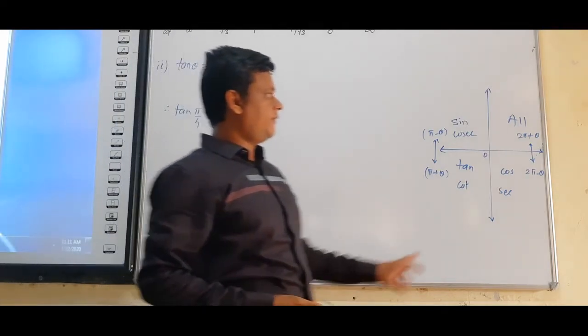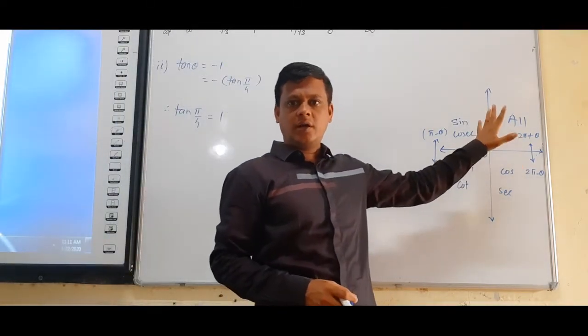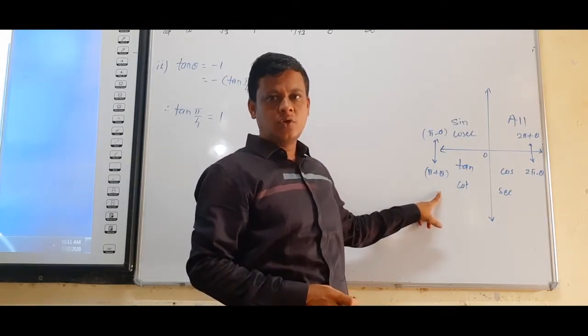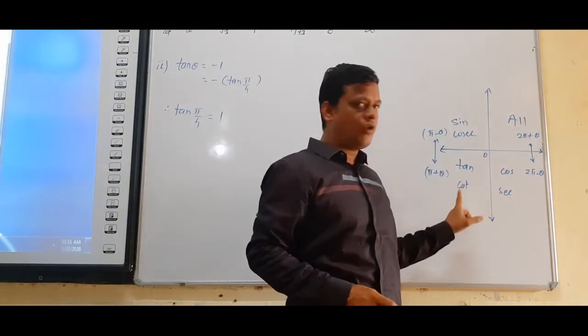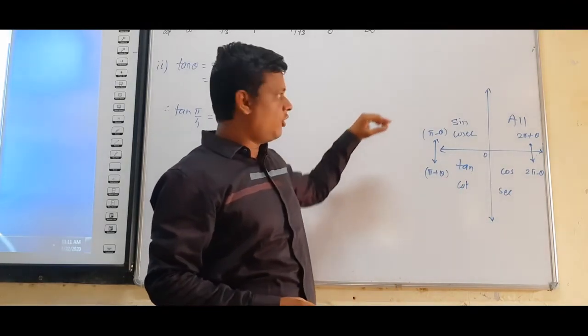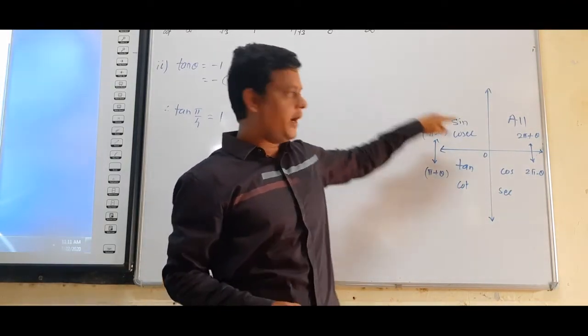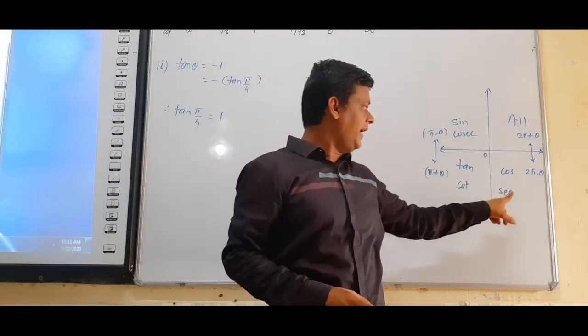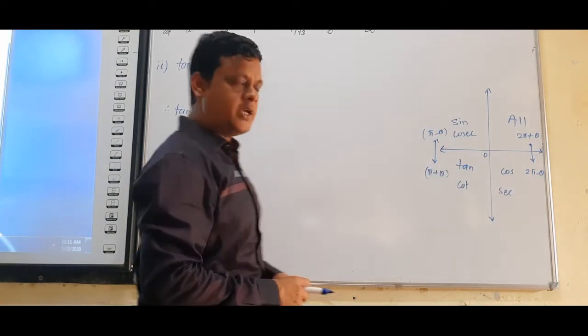So we see first quadrant. In first quadrant all ratios are positive. In third quadrant tan and cot are positive. So we have to skip these two quadrants. So we have to apply formula for second quadrant and for fourth quadrant. So for that pi minus theta and 2 pi minus theta formula is used.